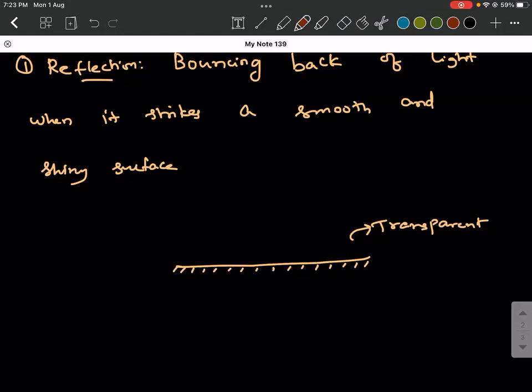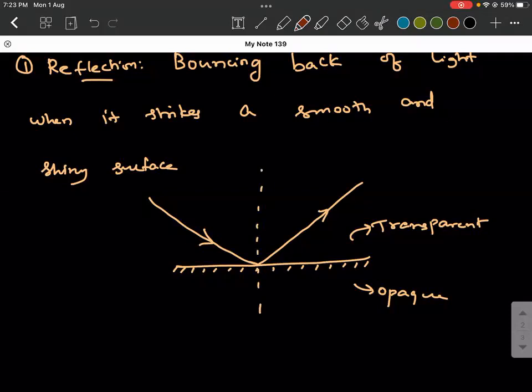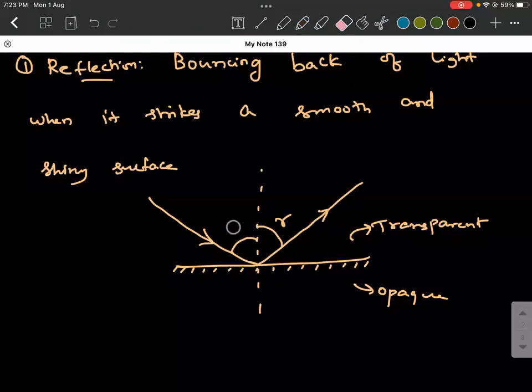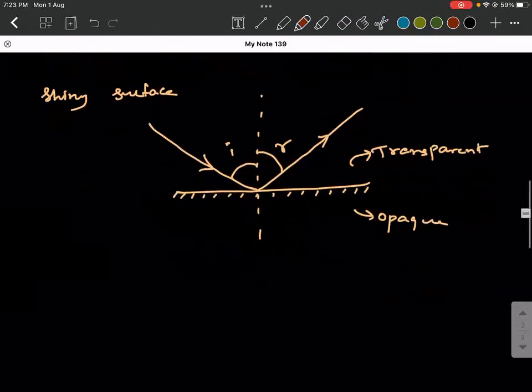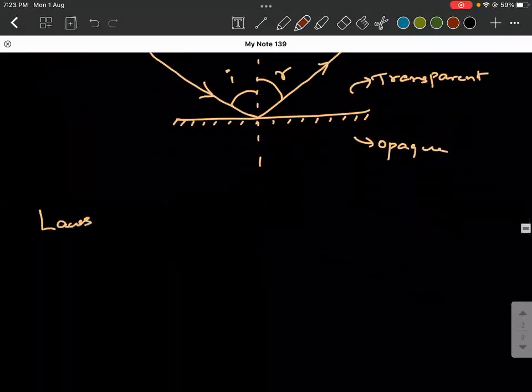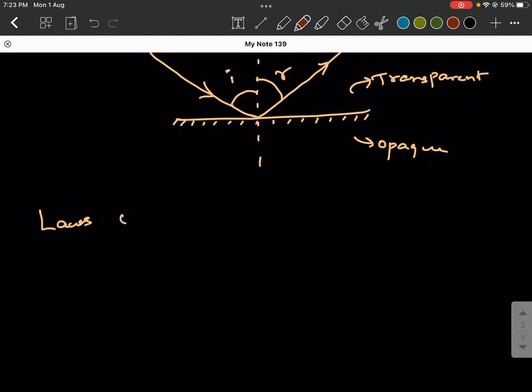Right. So when you talk about reflection, there are two important rays that we discuss. One side is transparent, this is opaque. You have an incident ray, and you have the bounced back ray, which we call the reflected ray. If I take this to be I and this to be R, then there are two laws associated with this, which are called the laws of reflection. What are they?